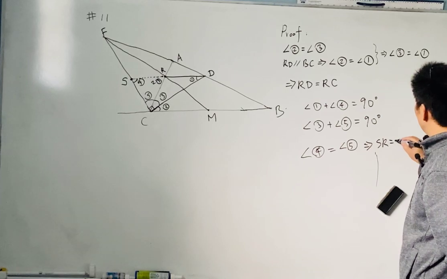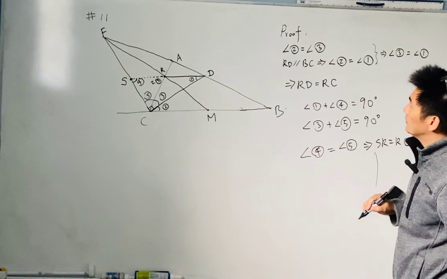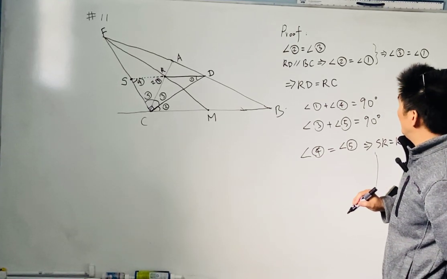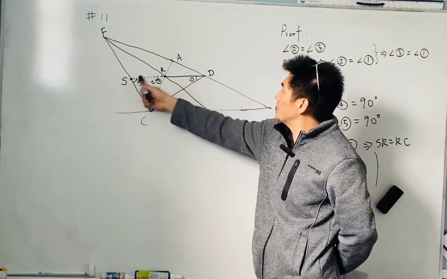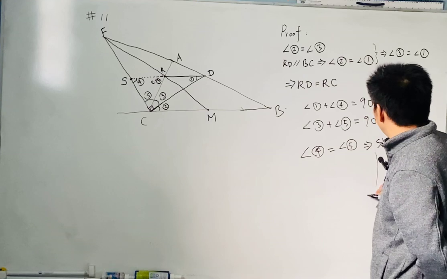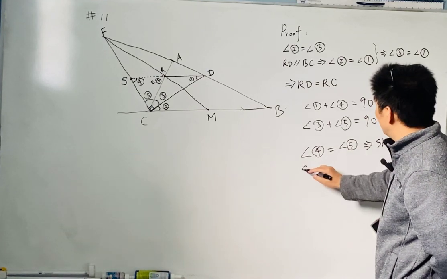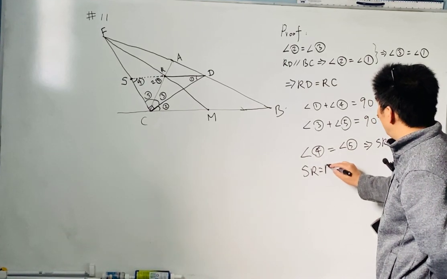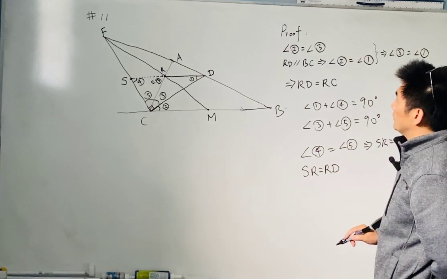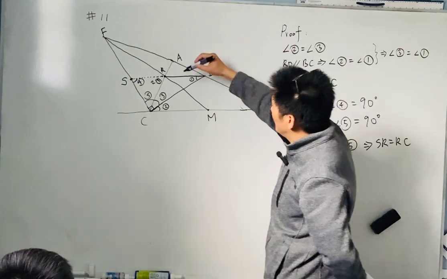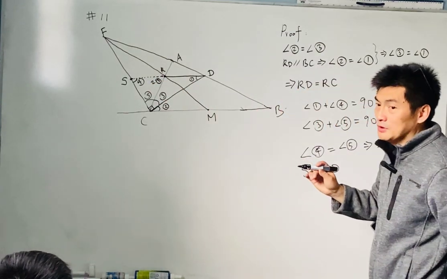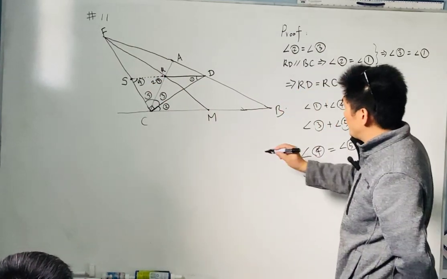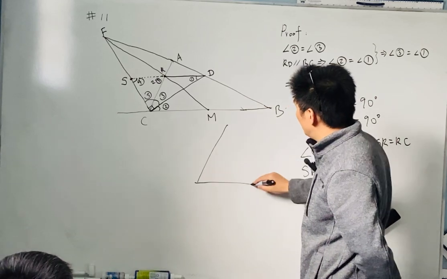SR equals RC. Right? And then because RC is also equal to RD, SR equals RD. Yeah, SR equals RD. That means R is the midpoint of SD. Right? So that's the configuration when you have a triangle.